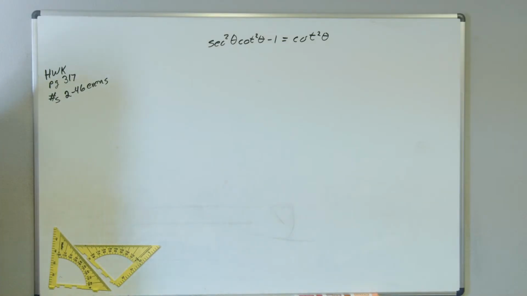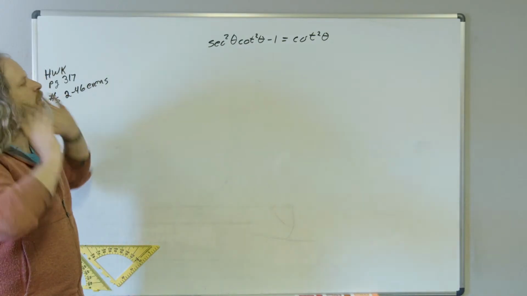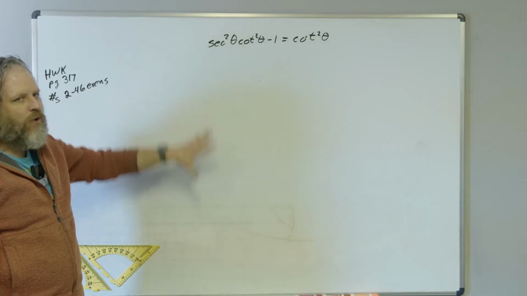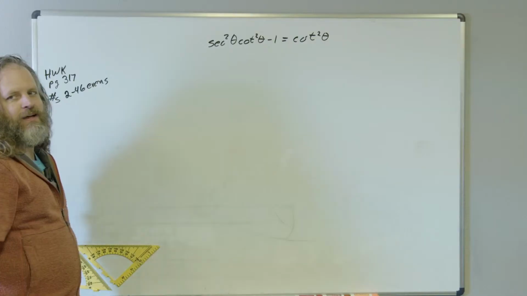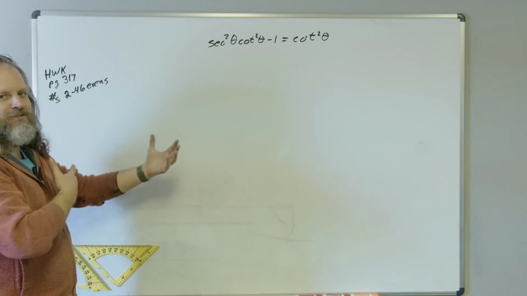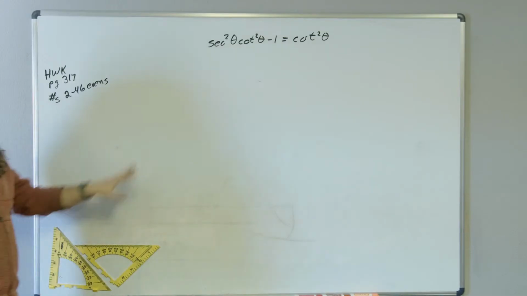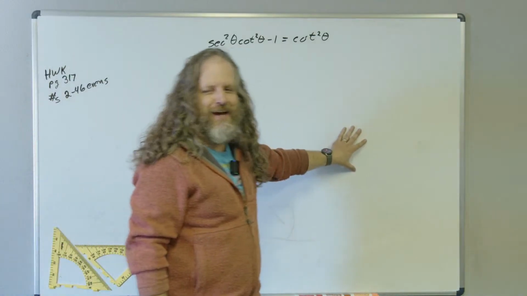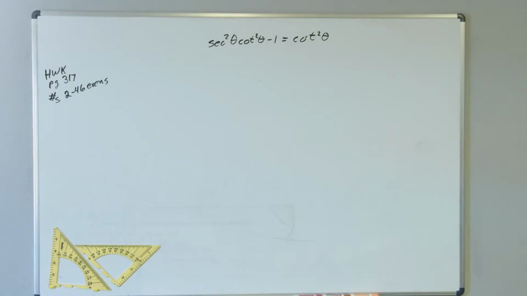Some teachers and professors will make you only work on one side of the equation, and some will allow you to work on both sides. I am the latter, not the former. You may start with either side, you may manipulate both sides. Your goal is to make the left side the same as the right side. That is your mission if you choose to accept it.